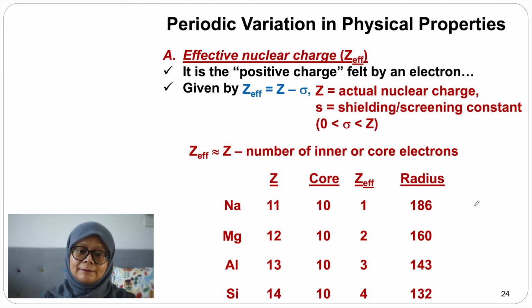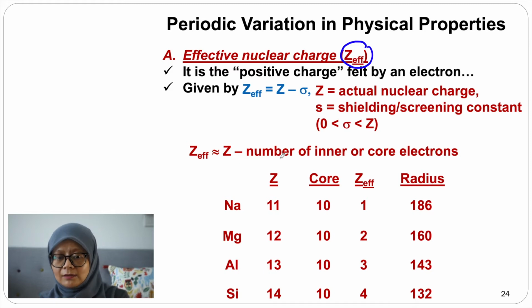Other than atomic size, we go to the second one. It is the effective nuclear charge, known as Zeff. We usually write it down as Zeff. So what does Zeff mean? It is a positive charge felt by an electron. So how much positive charge does that electron actually have?